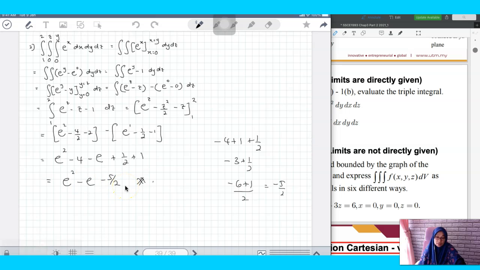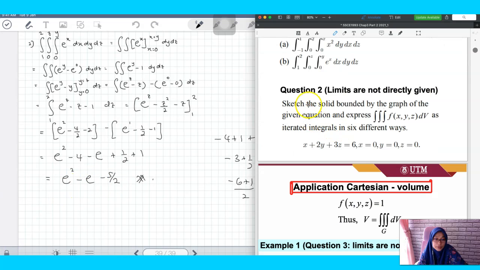But if they mention that you have to give your answer in 4 decimal places, meaning that you have to evaluate that, you have to give a numerical value. Or you can just leave your answer in this form. Okay.